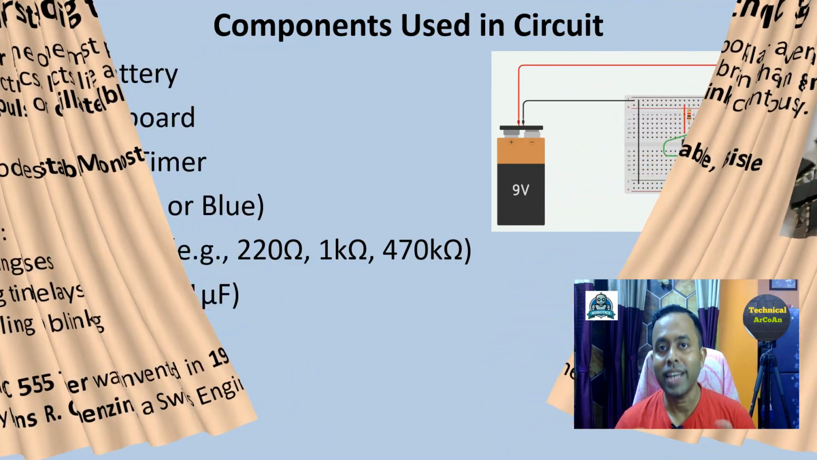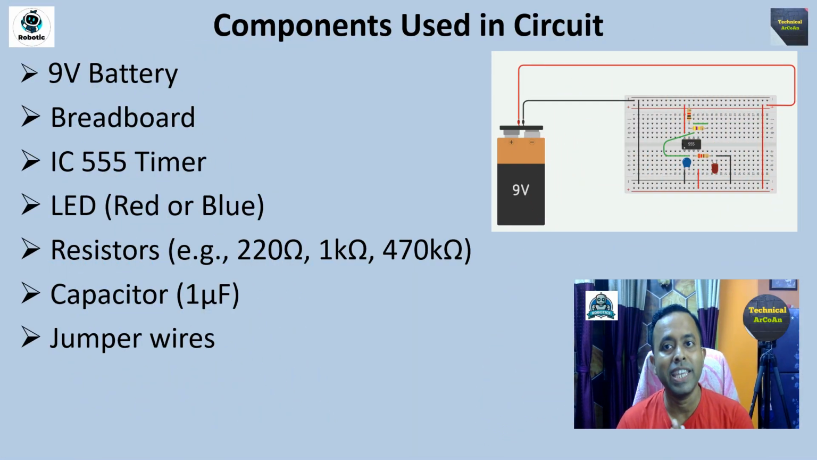So now, as far as the circuit is concerned, the components used are: first a 9-volt battery, one breadboard, one IC 555 timer, one LED, red or blue. Here I will take a red LED, 3 resistors, one of 220 ohm, one of 1 kilo ohm, and another of 470 kilo ohm, and one 1 microfarad capacitor. Also we need some jumper wires. The circuit is already given in the picture, showing how we form it in our Tinkercad web application.